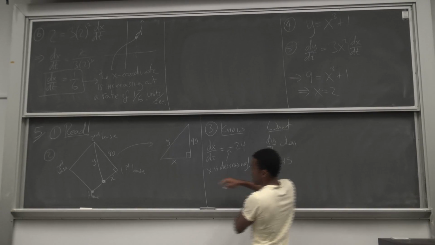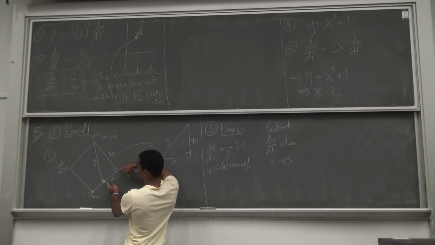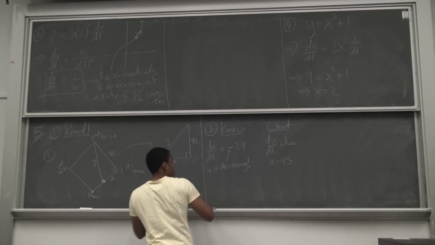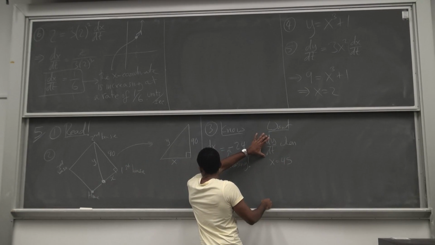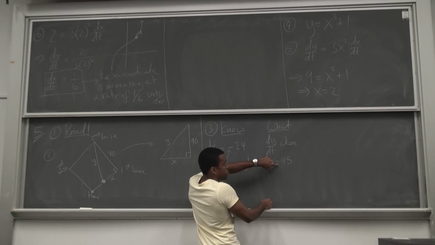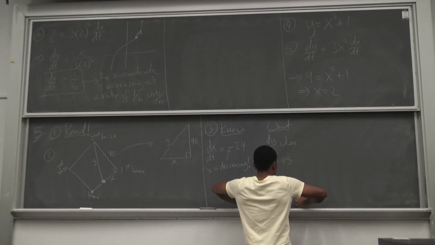Since this whole length here is 90, when he has run 40, when x is 45, that's halfway. So this is what I want to find: his rate of change of the distance from second base when x is 45. So that's what I want.